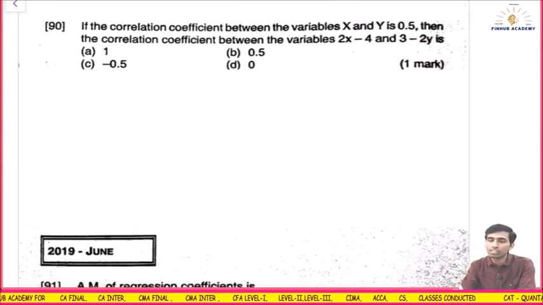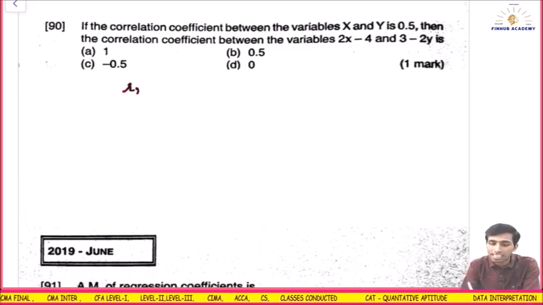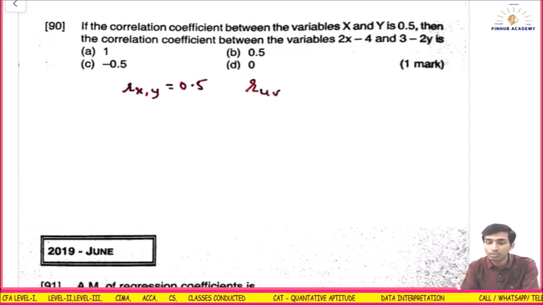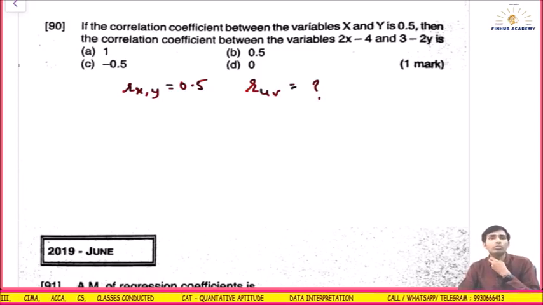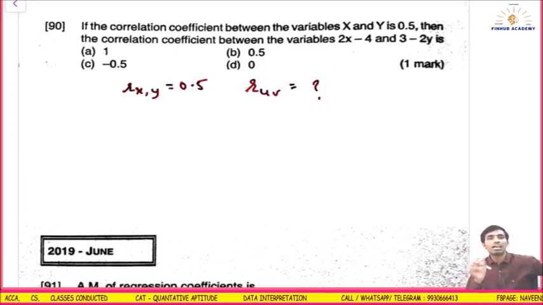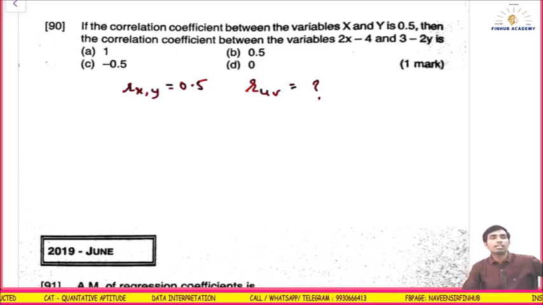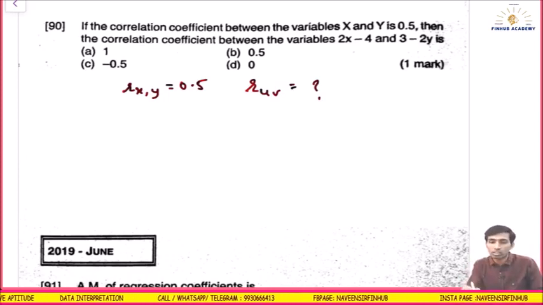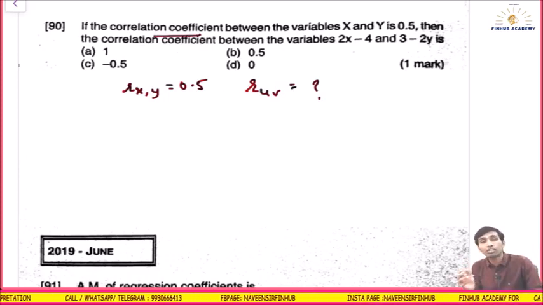Next, if the correlation coefficient between the variable x and y is 0.5, then the correlation coefficient between the variables u and v. They have given us r x comma y is equal to 0.5. They are asking us ruv, is equal to how much? Sir, how did you come to know? It is ruv or rvu, one and the same. Correlation between two things, either you can call it x and y or y on x. Understood? Only the difference is in the regression coefficient. This is what they are talking about, correlation coefficient. X on y or y on x, it's one and the same. Same way, they are asking ruv.